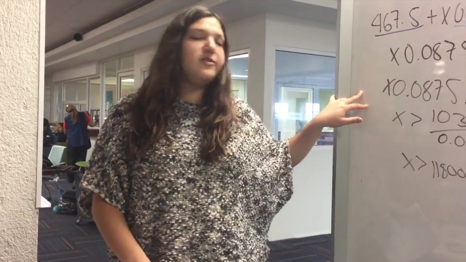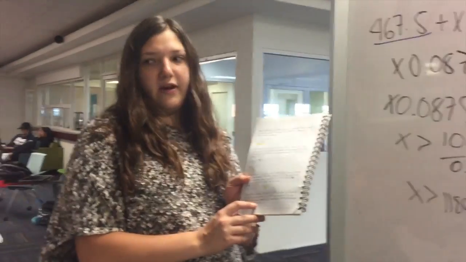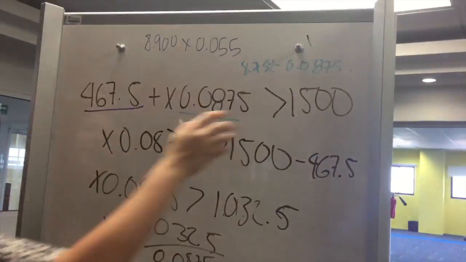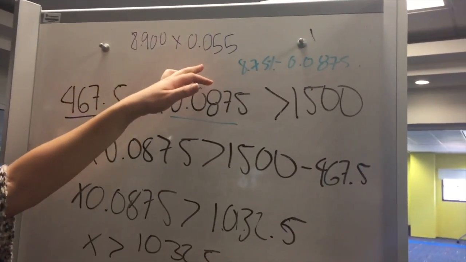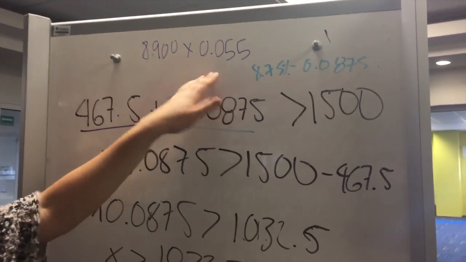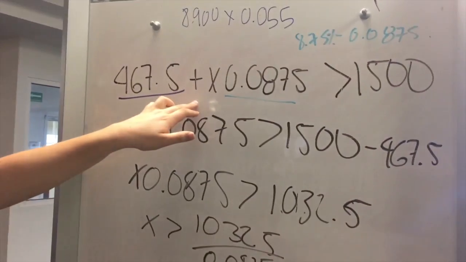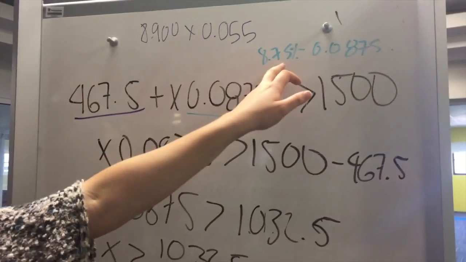Okay, so now we're going to explain it here to solve your doubts. First, if you read the problem, where it says that it wants to have greater than 1,500, so you write here 1,500, and you said that you invested 8,900 at 5.5%. So you have to change 5.5% to a decimal, and then you multiply the 8,900 times the decimal, and you get this, plus the X of the interest that you want to be paid, and you change it to a decimal.